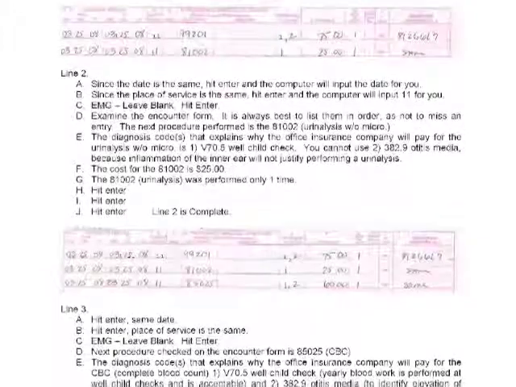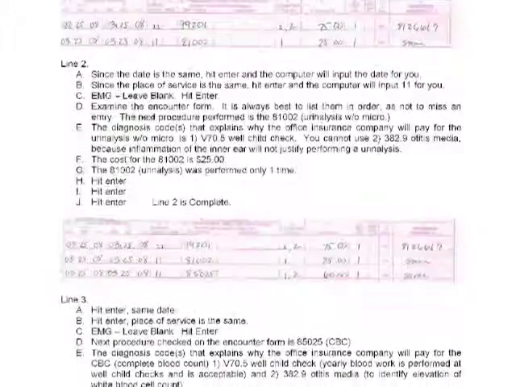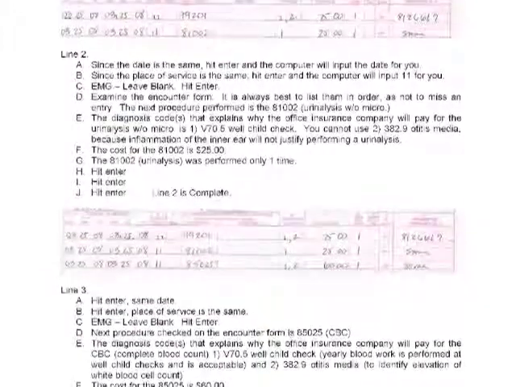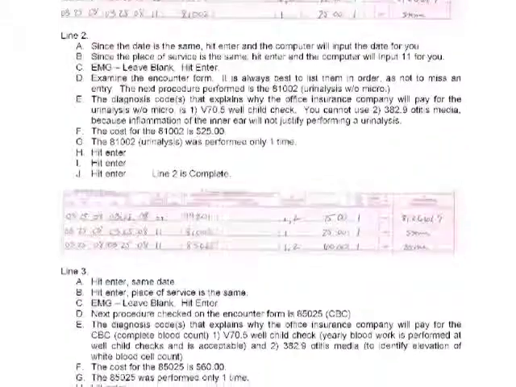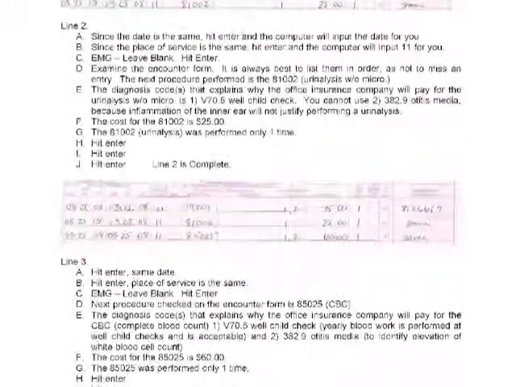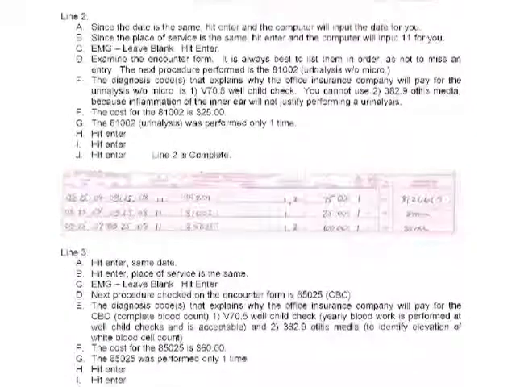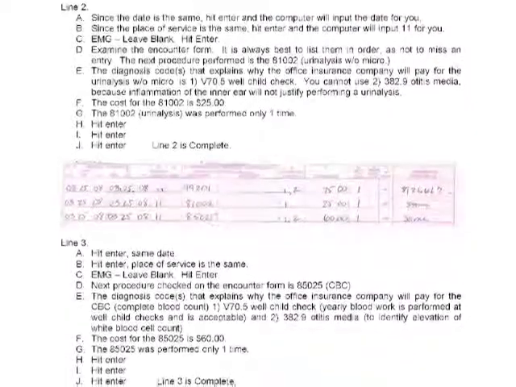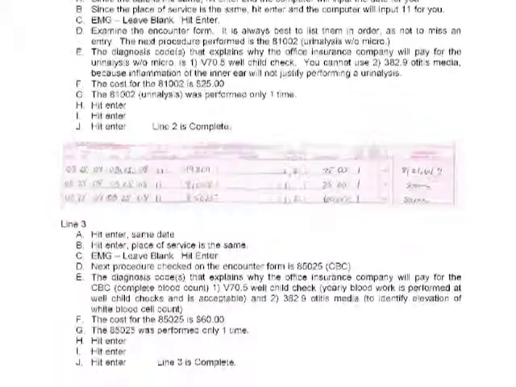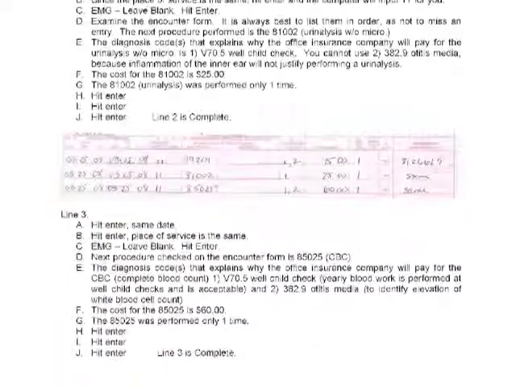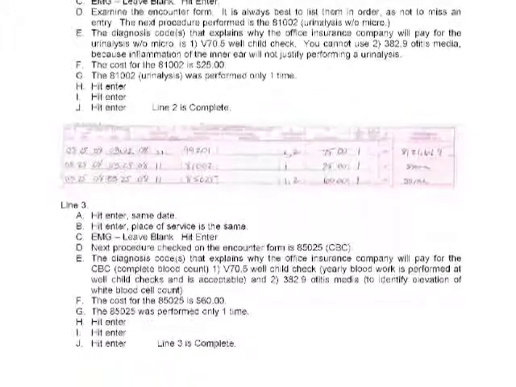Good. E says the diagnosis code that explains why the insurance company is going to pay for the urinalysis is 1, B70.5 for the well child check. They are not going to pay for urinalysis for an ear infection. Okay, so you would not have the 382.9 on there. How much do they charge for that urinalysis? $25. How many times was the urinalysis performed? Once. Hit enter and enter to get to line 3.